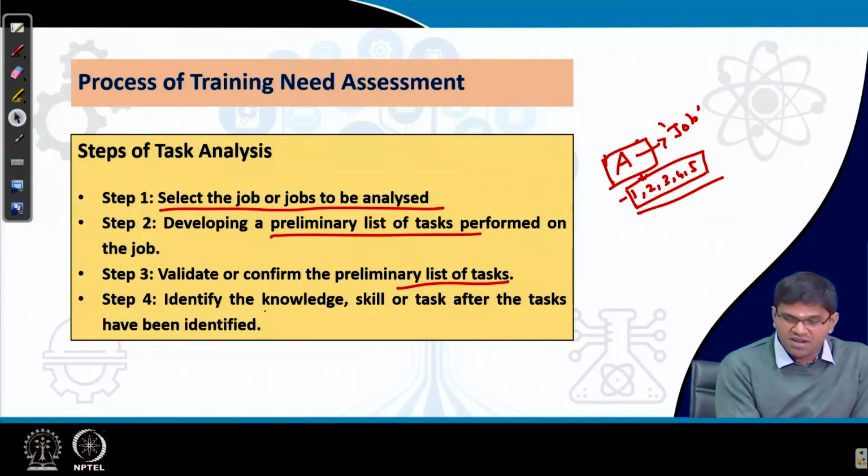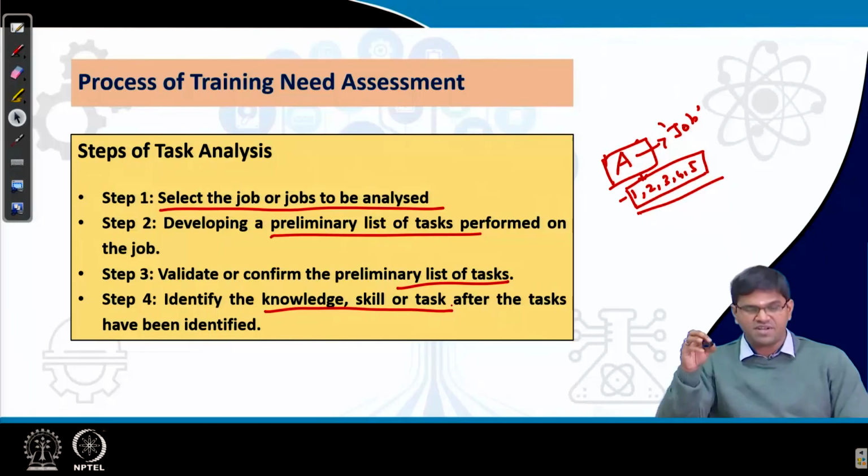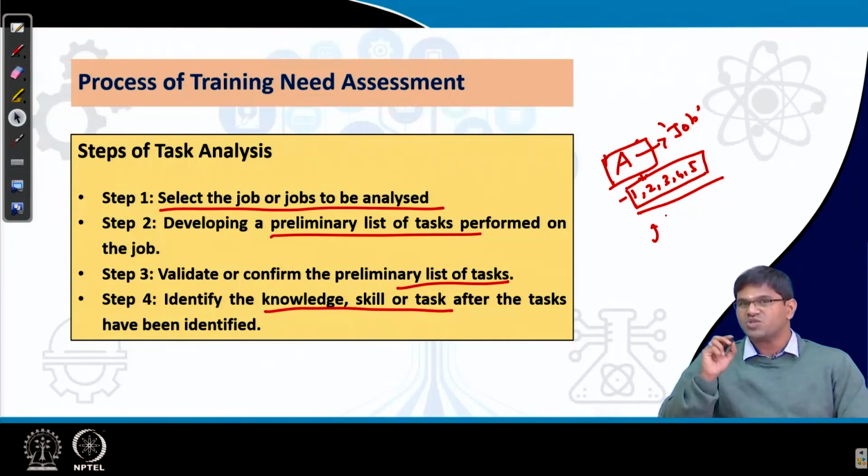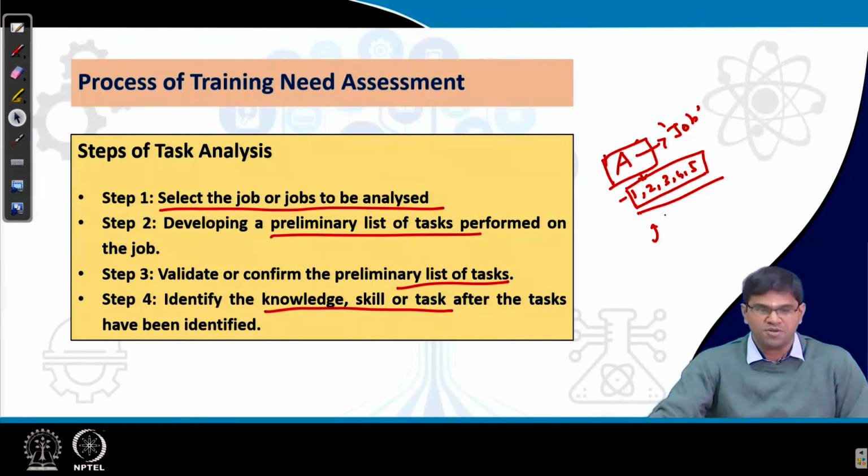Then identify the knowledge, skills and abilities for the tasks after the tasks have been identified. Now we need to understand, okay, for this you identify the knowledge, skills and abilities which are required as part of this particular task, so that you will be able to know the match of the employees with respect to the task we are talking about.